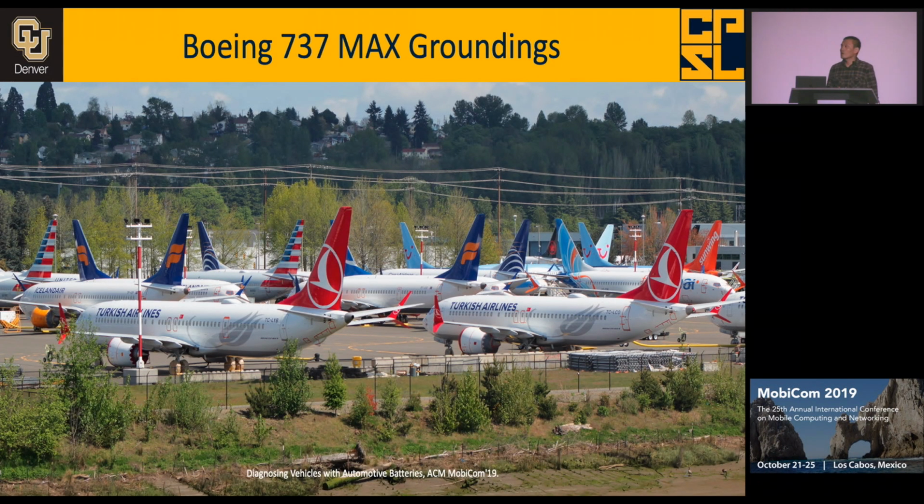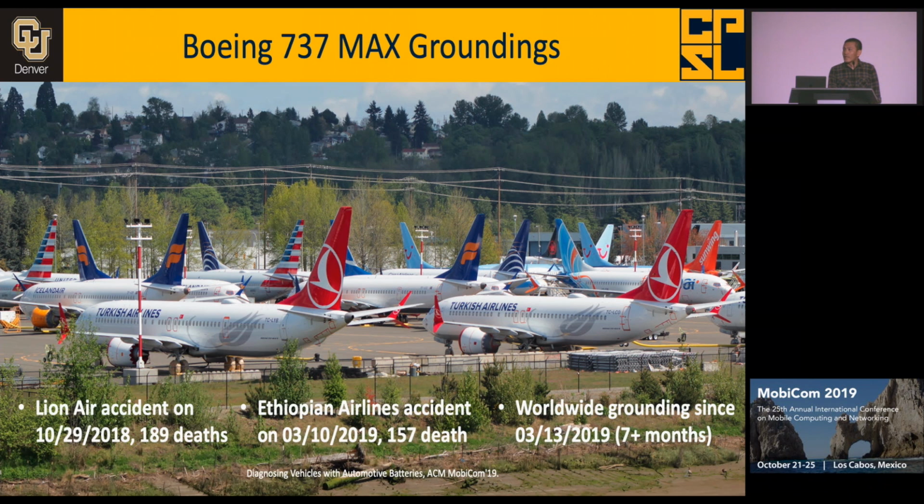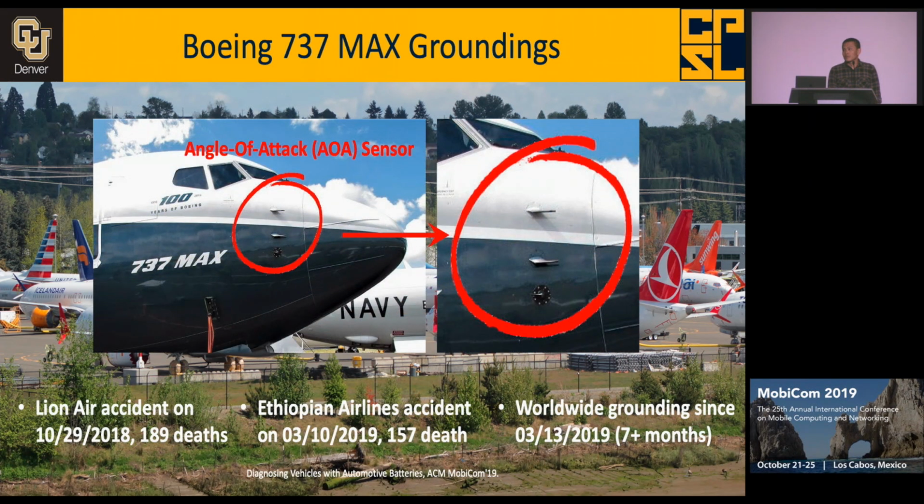Okay, I believe you all know about Boeing's accident, very unfortunate. We had two crashes in less than 5 months, with more than 300 people killed. And all these Boeing aircraft are still grounded right now, over 7 months later. And the relatively good thing is that over these 7 months we have learned why this happened.